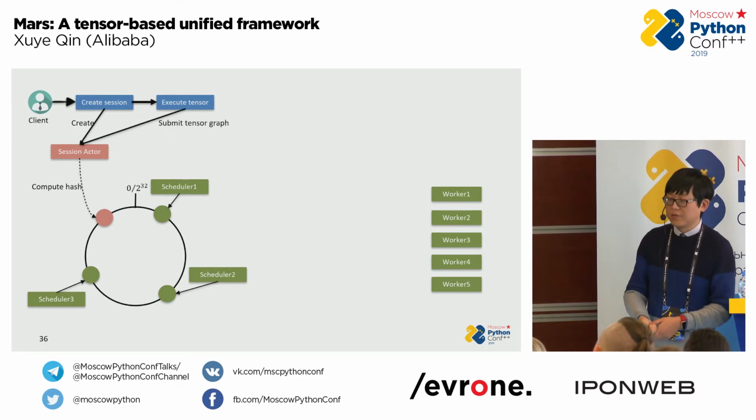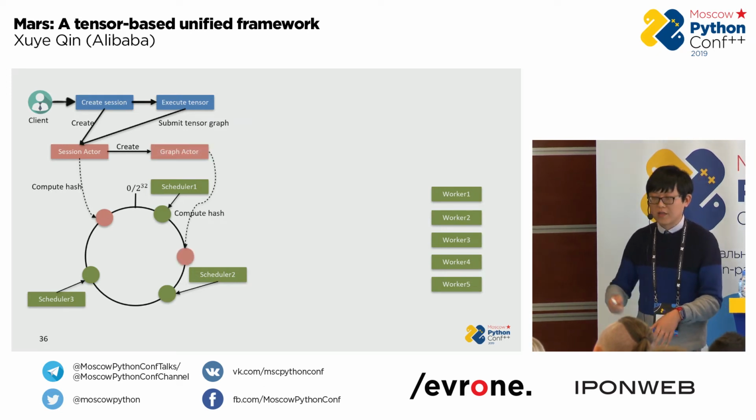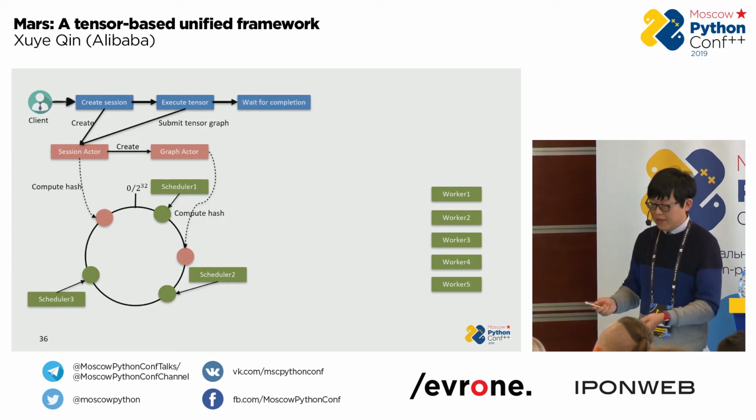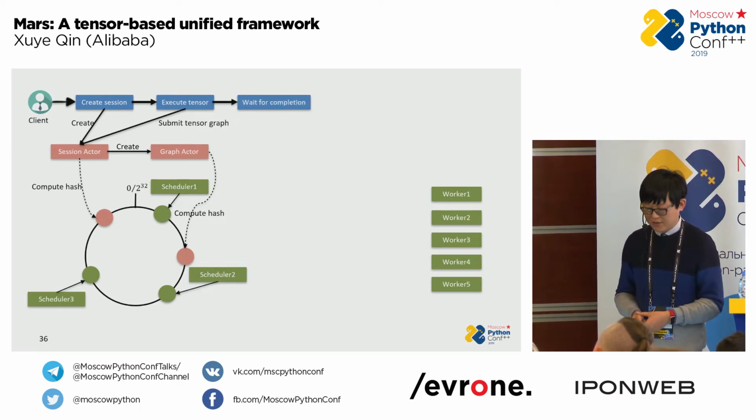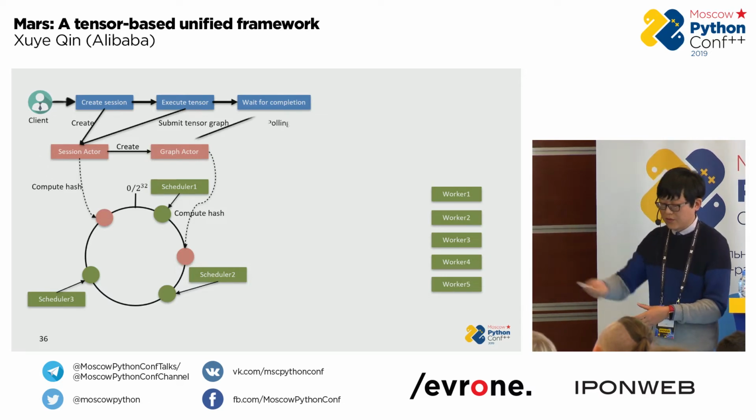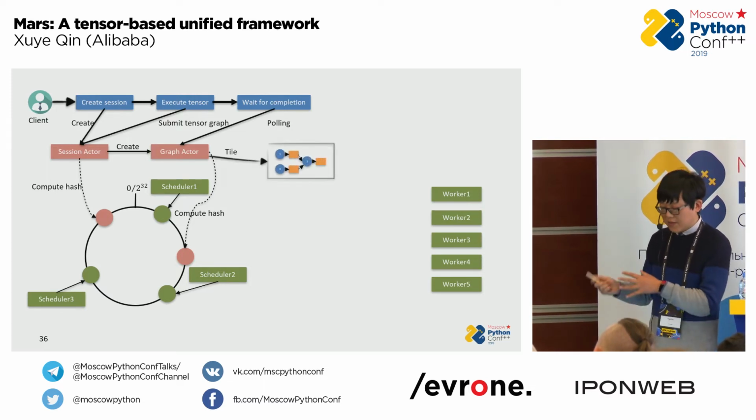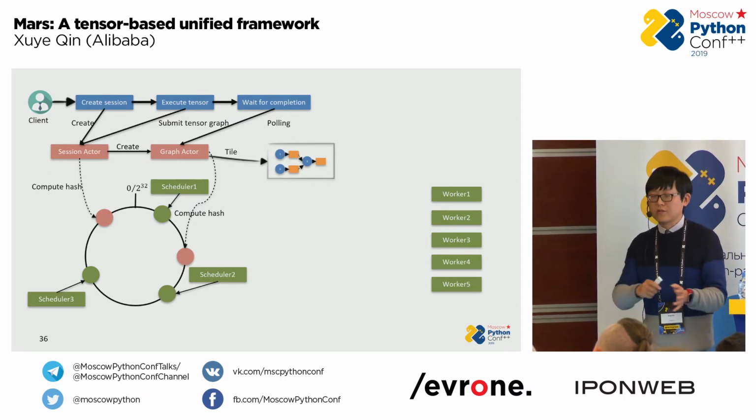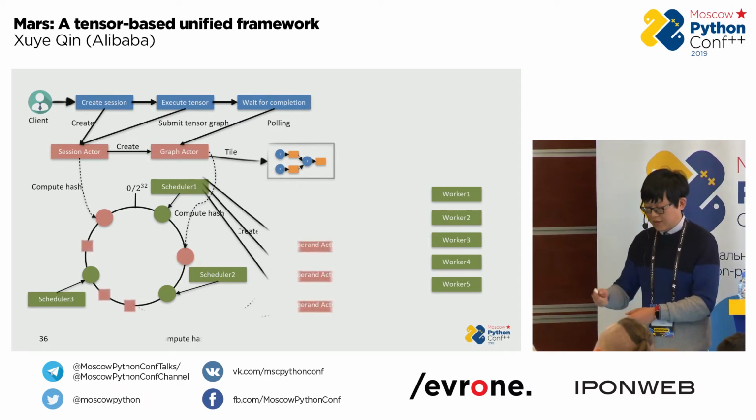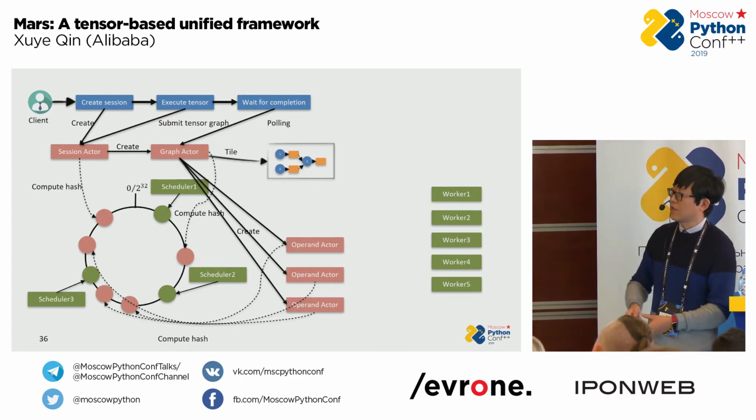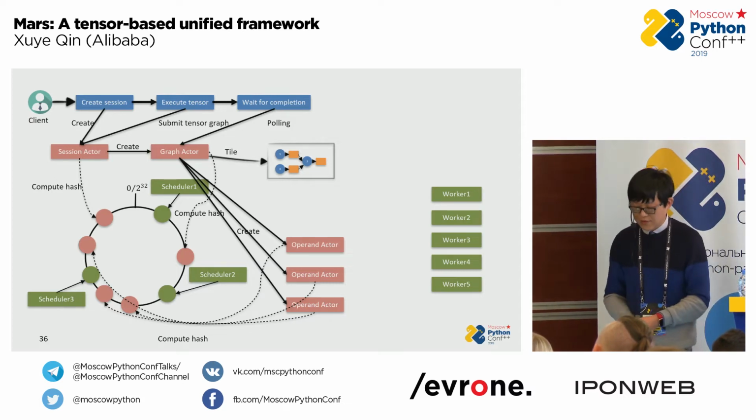The tensor will be serialized and submitted to the session actor. The session actor will create a graph actor and distribute it to one scheduler. And the client will be aware of the existence of the graph actor, and it will wait for completion and just poll the graph actor. At the same time, the graph actor will tile the tensor graph into the chunk graph. And here we assume we have 3 operands. So we create 3 operand actors and distribute them to different schedulers.